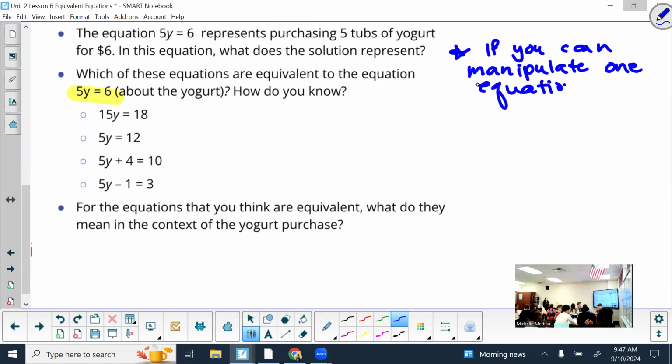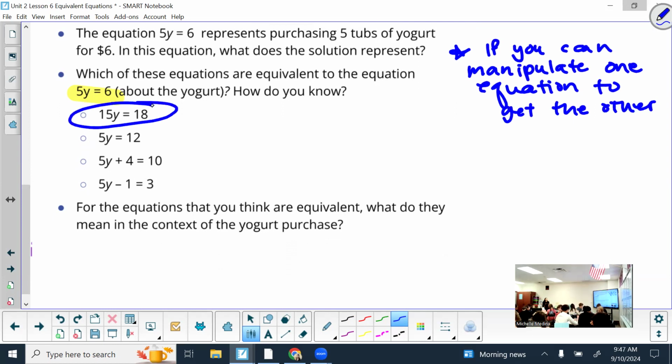Okay. So they're saying 15y equals 18 is equivalent to 5y equals 6. Table 6, why did you take that?